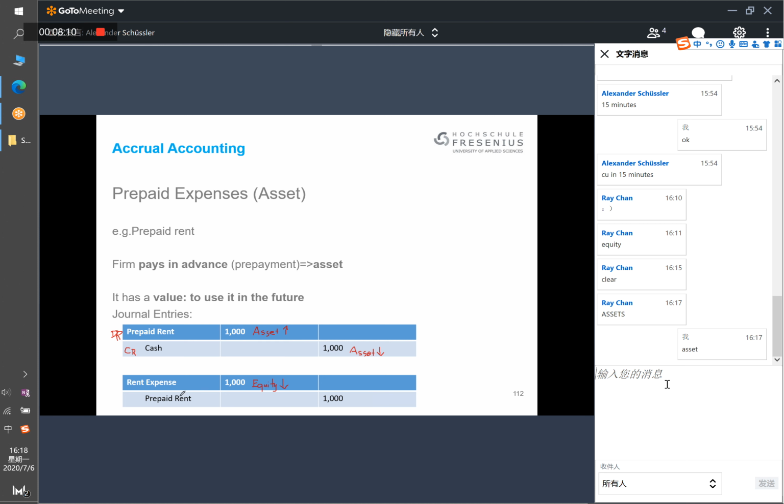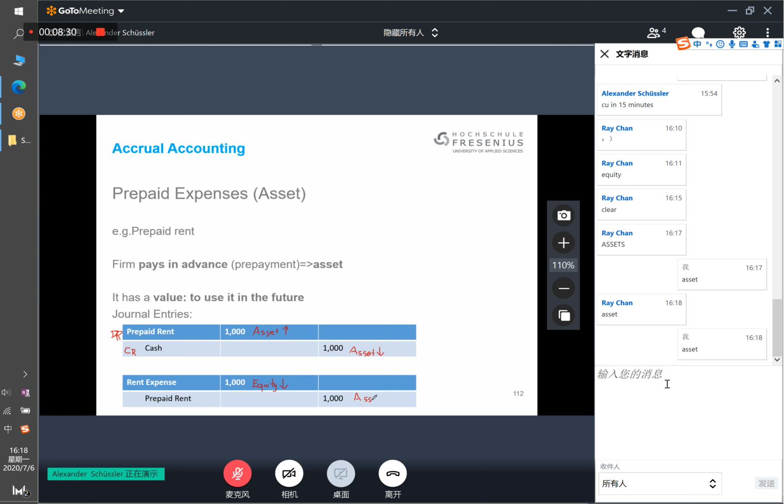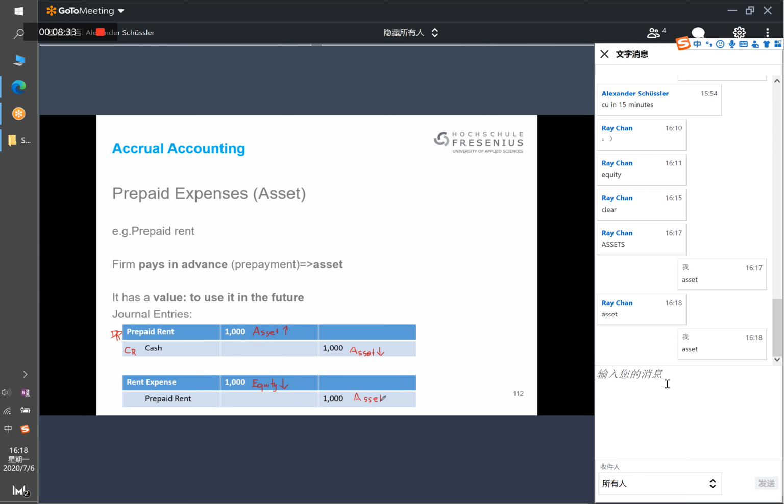And prepaid rent is, what is it? What is down here? It is an asset again. Yeah, asset is down. Exactly. Very good. And you see here the accounting equation is always balanced. Yeah, it's balanced. One asset up, one asset down. Makes sense. Yeah, 1,000 up, 1,000 down.